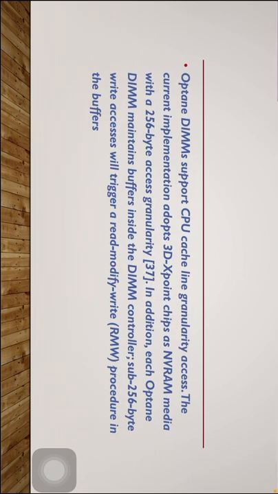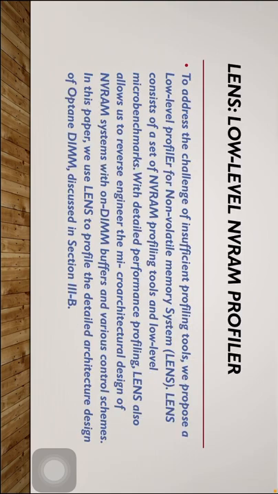Optane DIMMs support CPU cache line granularity access. The current implementation adopts 3D XPoint chips as NVRAM media with a 256-byte access granularity. In addition, each Optane DIMM maintains a buffer inside the DIMM controller. Sub-256-byte write access will trigger a read-modify-write (RMW) procedure in the buffer.